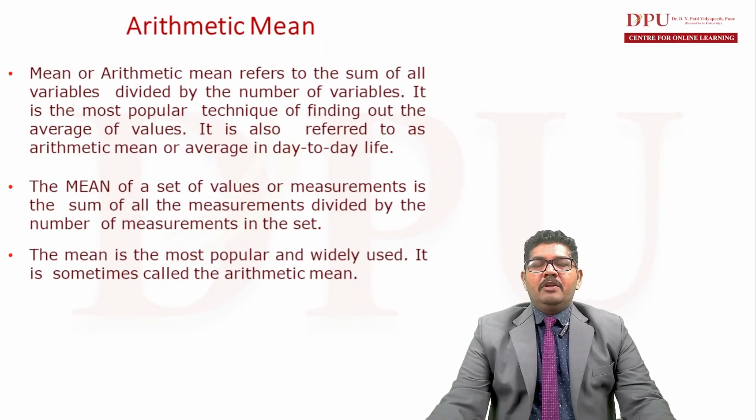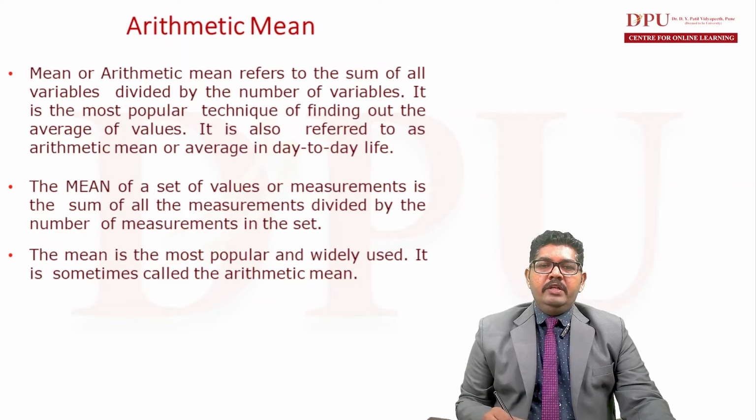Now the first measure of central tendency is the arithmetic mean. Mean, or arithmetic mean, refers to the sum of all the variables divided by the number of variables. It is the most popular technique of finding out the average of values. It is also referred to as the arithmetic mean or average in day-to-day life.